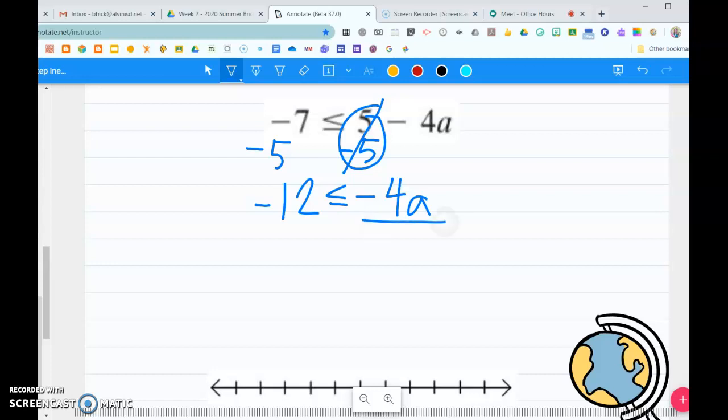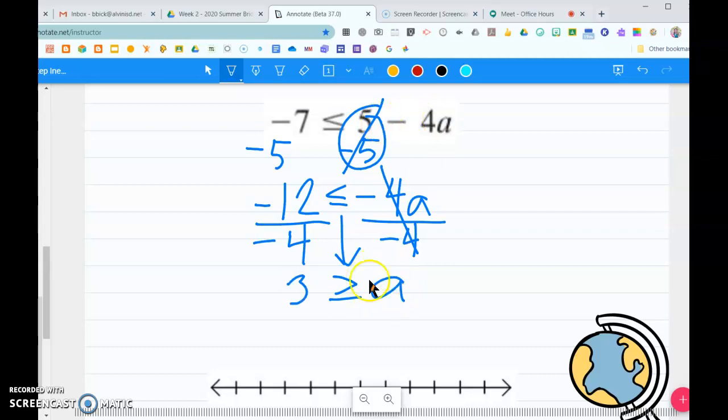So now I'm trying to isolate the a, and I'm going to do that by dividing. So I'm going to divide by negative 4. Since I'm dividing by a negative number, that sign is going to flip. So now the open side is going to face the left, and the a is going to be by itself. Negative 12 divided by negative 4 is positive 3.